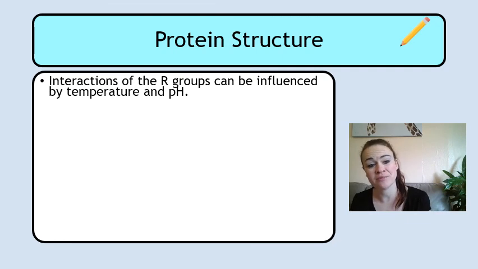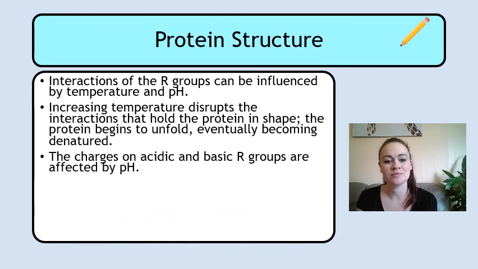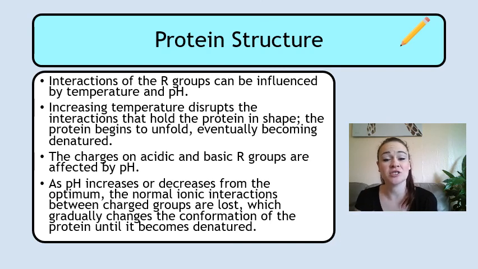Interactions of the R groups can be influenced by temperature and pH. Increasing temperature disrupts interactions between our R groups, so it changes the protein shape, it begins to unfold, so it's denatured. Charges on the acidic and basic groups are affected by pH, so as pH increases or decreases away from the optimum, the ionic interactions between these charge groups are lost, so the conformation changes, and of course the protein becomes denatured.